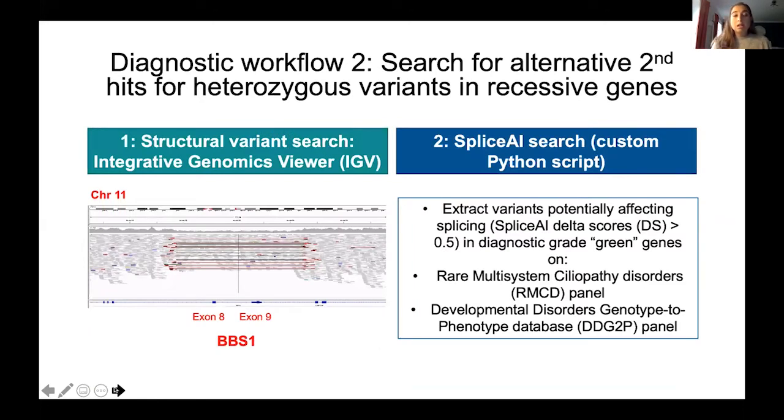Once we'd found single hits through the SNV pipeline, we came up with this strategy to look for different second hits for heterozygous variants in recessive genes. This involved looking for structural variants on IGV, the Integrative Genomics Viewer, and looking for potential novel splice variants. Here you can see, I'm going to show you some other structural variants we identified, but this was a patient who had a heterozygous pathogenic variant in BBS1 who sounded clinically like Bardet-Biedl syndrome, where we were able to find the second hit as a heterozygous deletion involving 2 exons of BBS1. And then we used an in silico prediction tool called SpliceAI, using a further custom Python script to extract variants predicted to cause novel splice defects, initially on the ciliopathy panel and then on the DDG2P panel. We used the cutoff score of 0.5 as recommended by the authors to provide a higher probability of a novel splice defect.